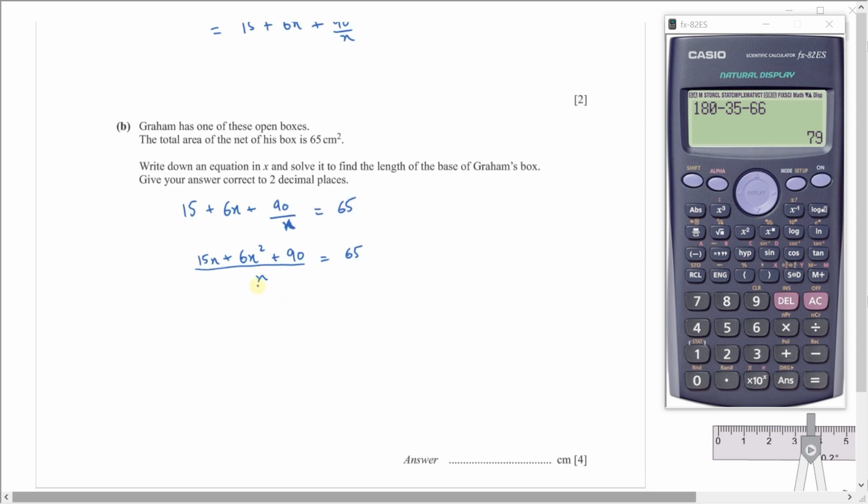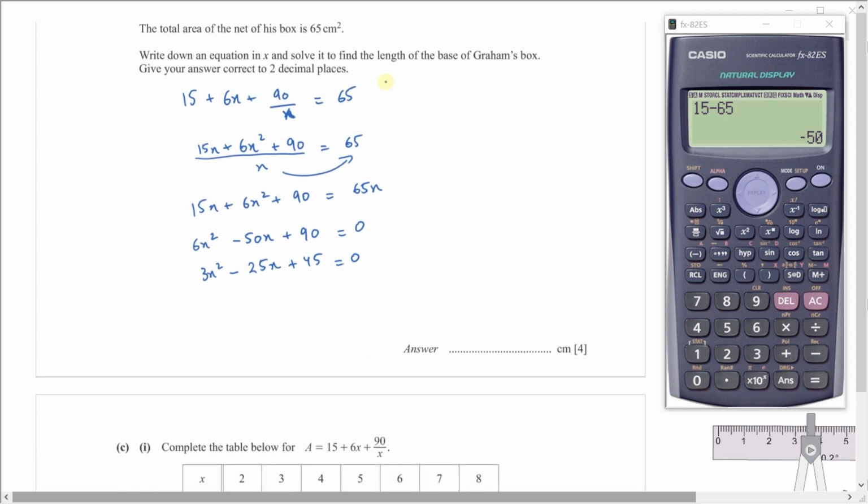And then I will take this x to the other side. So I will get 15x plus 6x square plus 90 equals 65x. And then if I bring this 65x here, it will be subtracted from this 15x. So I will get 6x square, 15 minus 65 will give you minus 50x plus 90 equals 0. And then I can divide by 2 on both sides. So I will get 3x square minus 25x plus 45 equals 0.